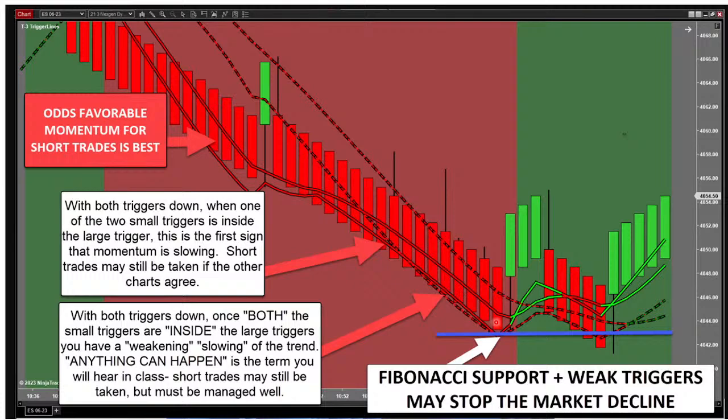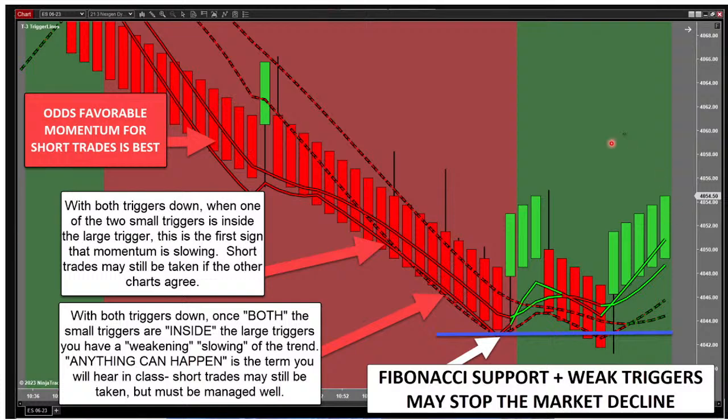And then when the smalls work their way inside, both triggers are down, both of the small triggers are inside of the large triggers, you have a weakening or a slowing of the trend. Anything can happen is the term that you're going to hear in class. Short trades can be taken, but they must be managed well. And then when you get these weakened triggers at these key Fibonacci areas, what you're going to find is the market is more likely to bounce or reverse.